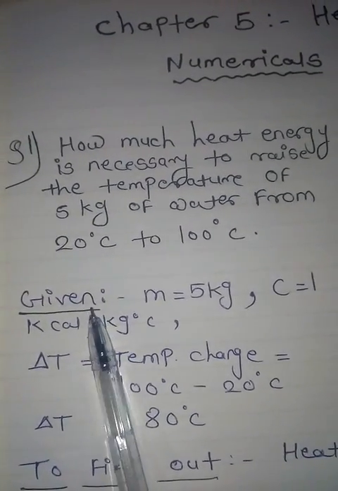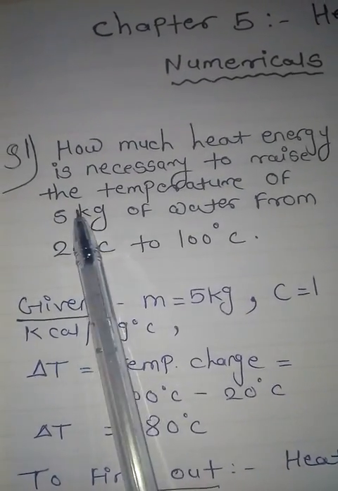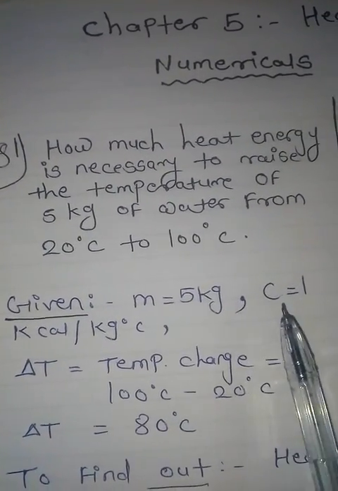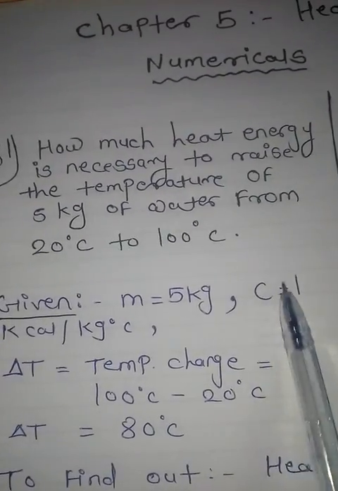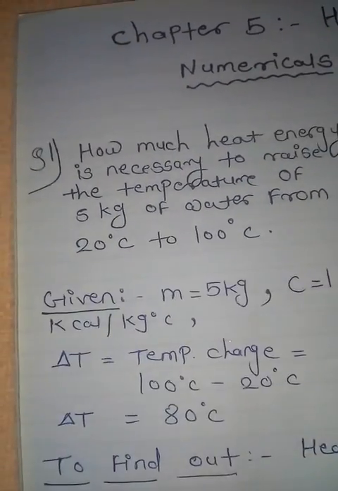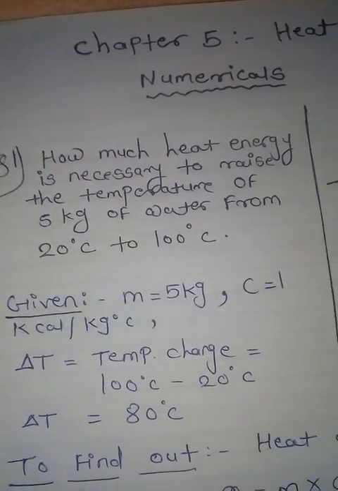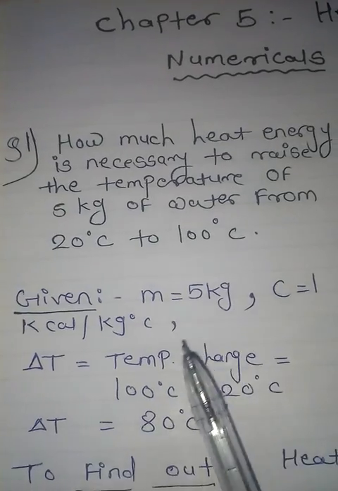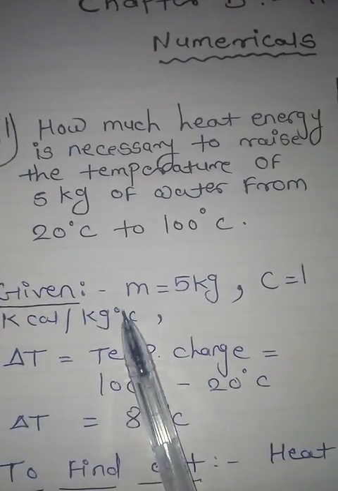Let's see what is given. Small m is equal to 5 kg, that is mass. C is the specific heat. The specific heat of water is equal to 1. You will get this value in the chart given on page number 68. So C is equal to 1 kilocalorie per kg degree Celsius.